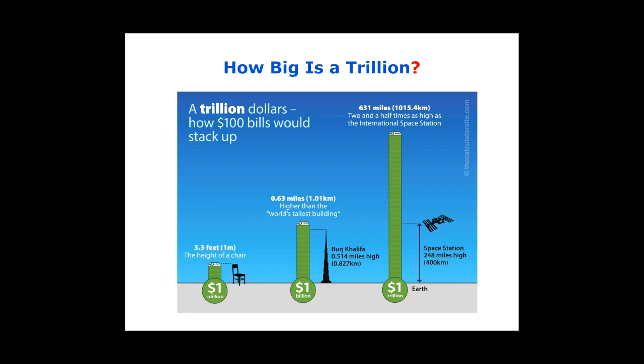Now, it's easy to think about trillions and kind of get lost: millions, billions, trillions. But I think this graph gives a good idea of how big a trillion is. If we took $100 bills and stacked them on top of each other, $1 million in $100 bills would reach the top of a chair height. $1 billion in $100 bills would reach the top of the tallest building in the world. And $1 trillion, remember, these are $100 bills stacked on top of each other, would reach all the way out into space, well past the International Space Station.